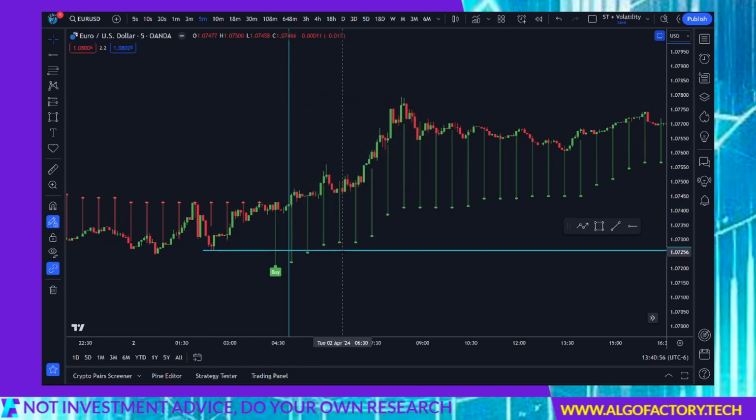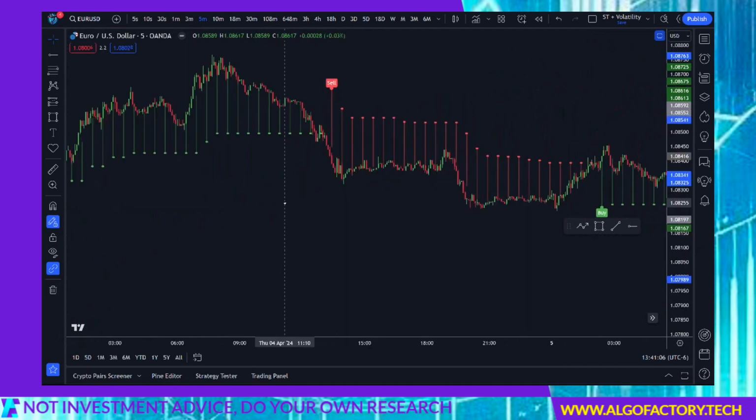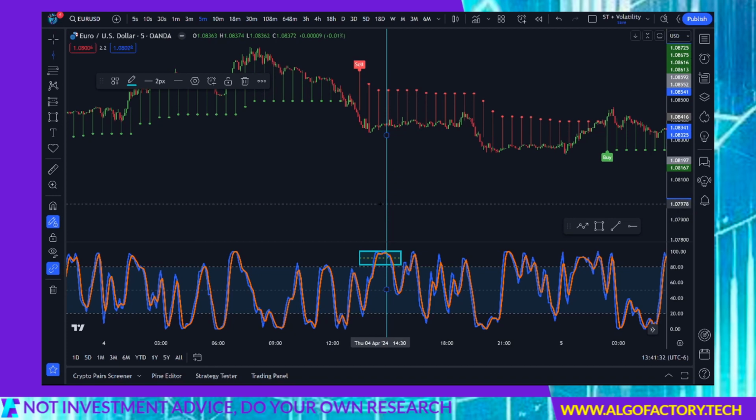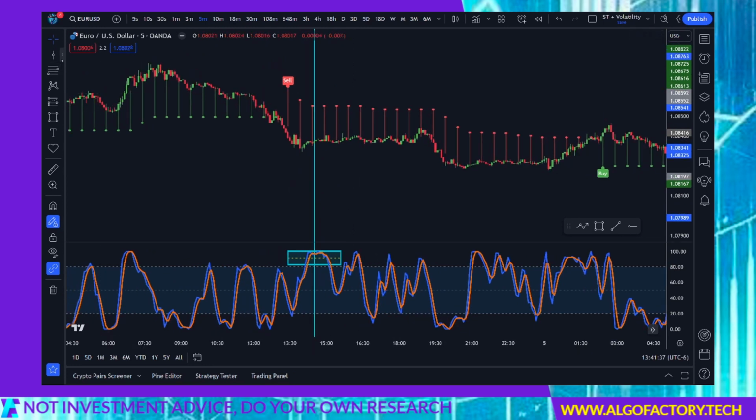So for the short setup, let's find one. First, we have to find where the super trend goes bearish, and here it is right there. And then we have a short setup right here where the stochastic goes into the overbought area right there, and we have it crossing right here. Technically, we also have it crossing right here. Either way, it's probably going to be about the same thing, so we'll be conservative. We'll take the first cross.